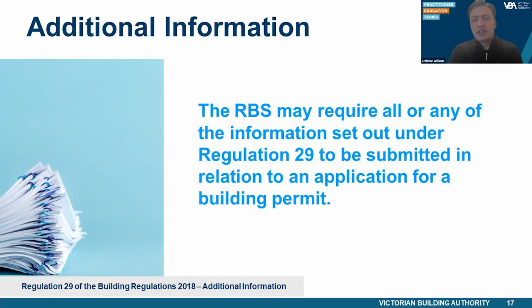Further to this, Regulation 29 stipulates that the RBS may require all or any of the information set out in Regulation 29 to be submitted in relation to an application for building permit. For example, the RBS may request documentary evidence to support the use of a material, product, form of construction, or design in a form referred to in clause A5.1 of the NCC or A5.2 of the NCC as required under Regulation 29(b).